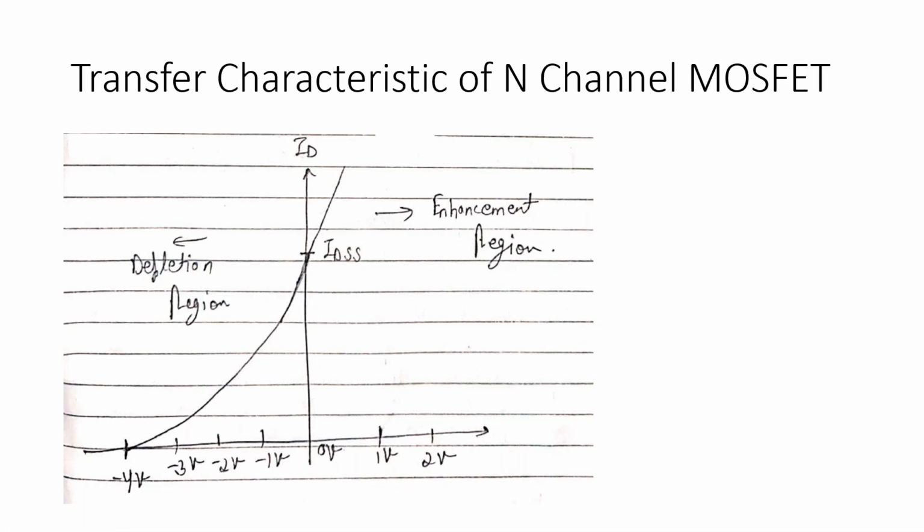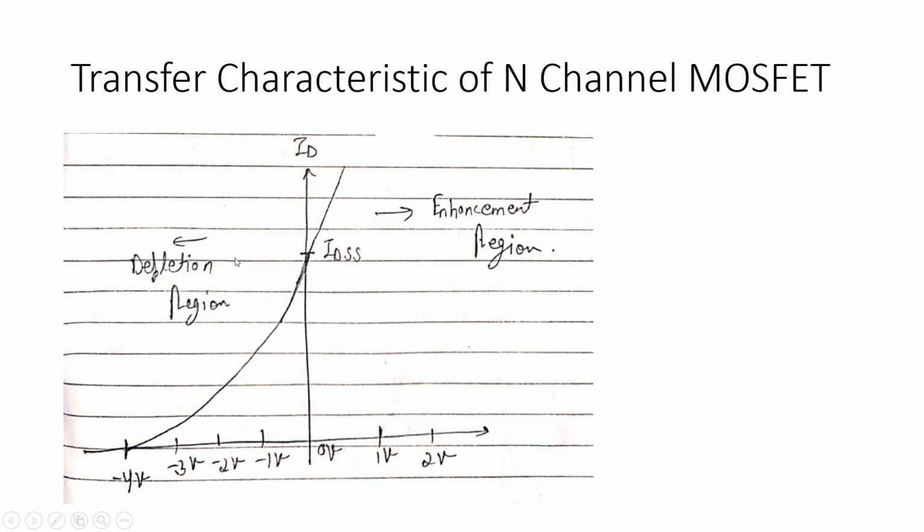What does it show? What is the effect of VGS on ID? When VGS is 0 volt, the ID value is IDSS. When VGS is increasing above 0 volt, when we are applying positive VGS voltages, the ID value is increasing above IDSS. When we are decreasing VGS, applying below 0 volt, the ID is decreasing.